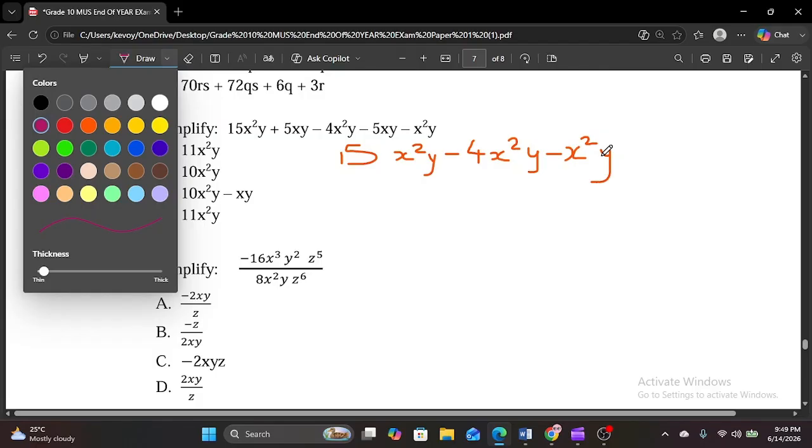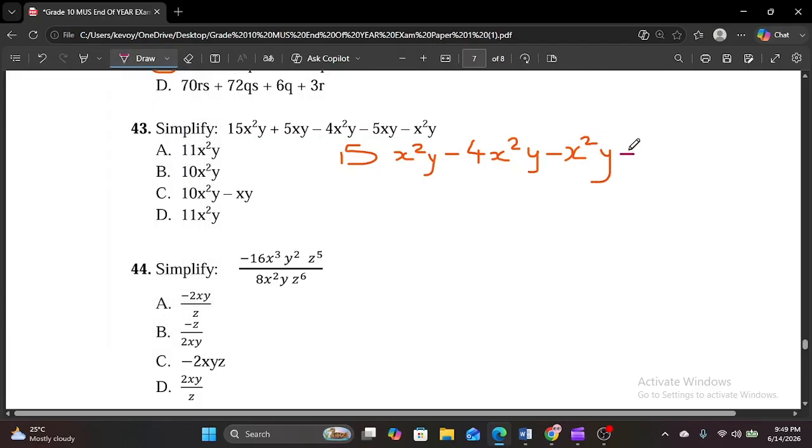That's going to be plus 5xy, and is there another xy? Okay, minus 5xy.